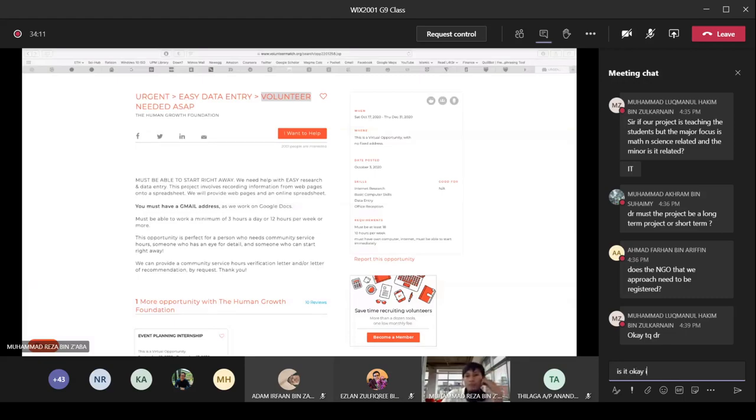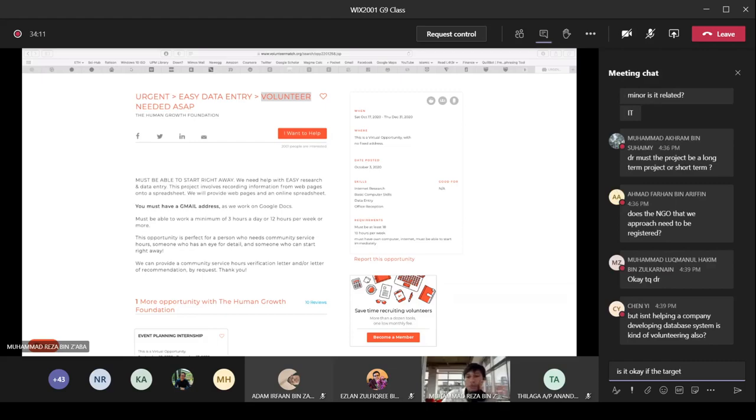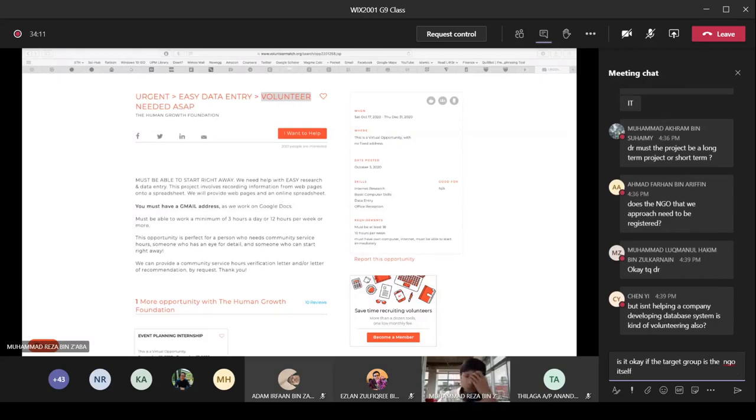Okay, Jeff. Does the NGO that we approach need to be registered? If possible, approach an NGO that is registered. Okay. Because if something happens, okay, if it is an association registered with the ROS, for example, then we may be able to act formally if something happens.